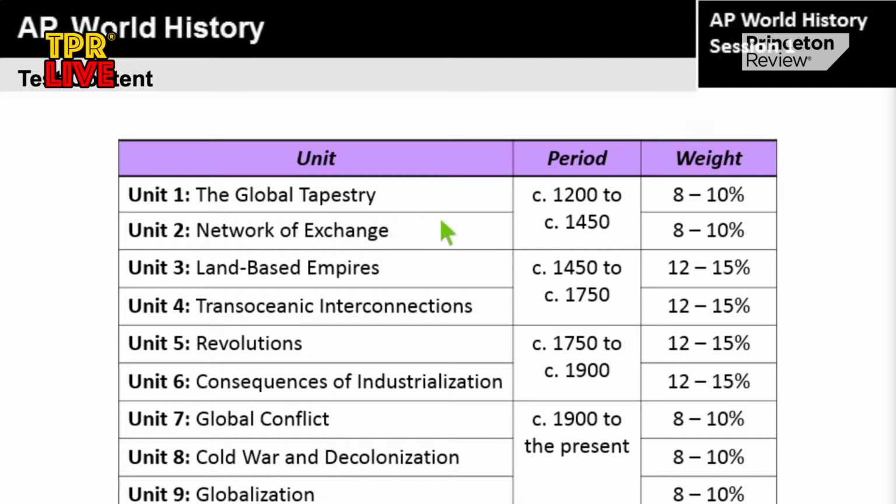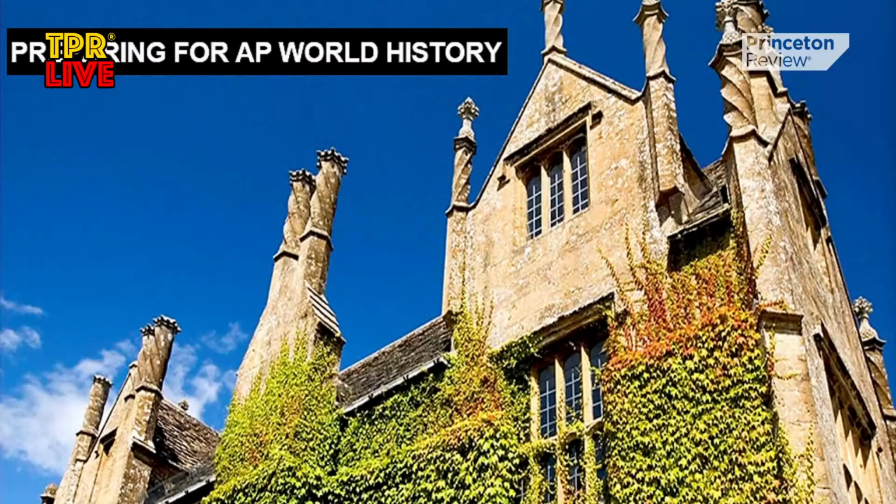And then, of course, the earlier part of it, which is the global tapestry and networks of exchange, the Silk Road, the oceanic trades, things like that, Sahara trade. So preparing for the world history.